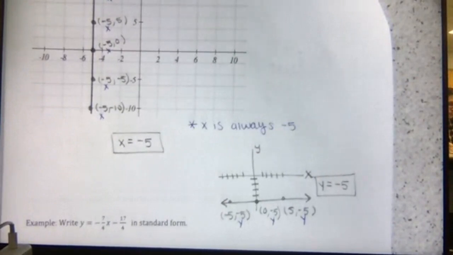So we have one more for this section before we go to the next one. Questions on this one?